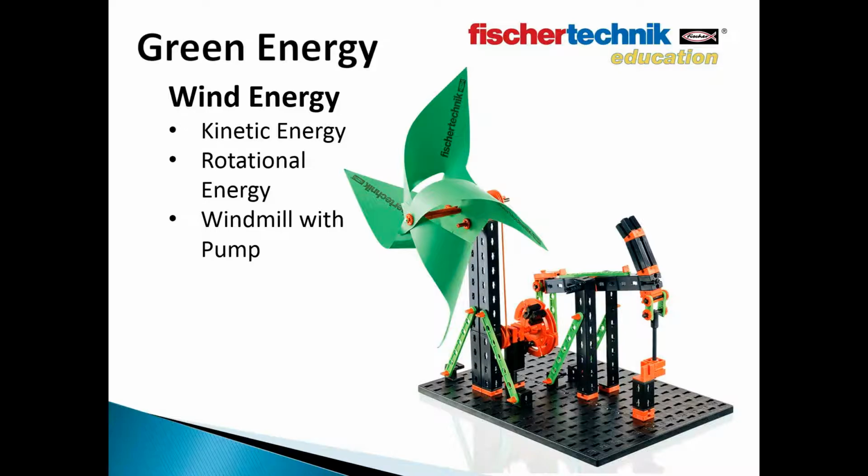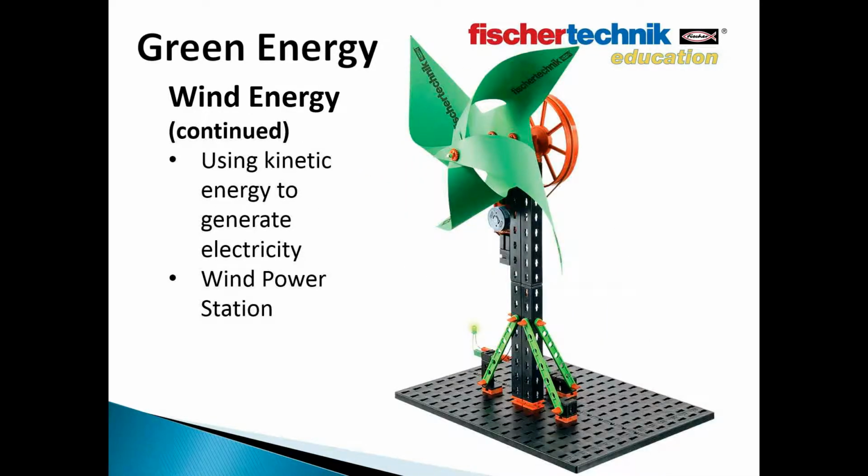The next group of models students build will focus on using the power of the wind. The first model they build, a windmill with a pump, focuses on converting kinetic energy into rotational energy. The next model is a wind power station. This time, instead of converting the kinetic energy of the wind into mechanical energy, such as to help drive the pump, it is used to create electrical energy with a generator.